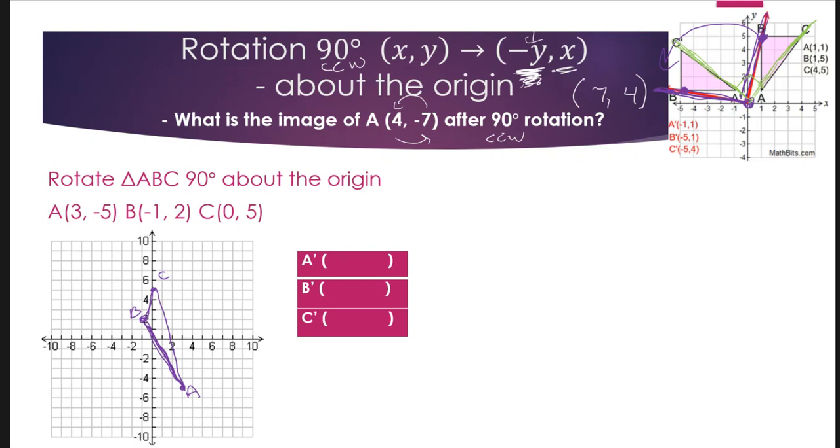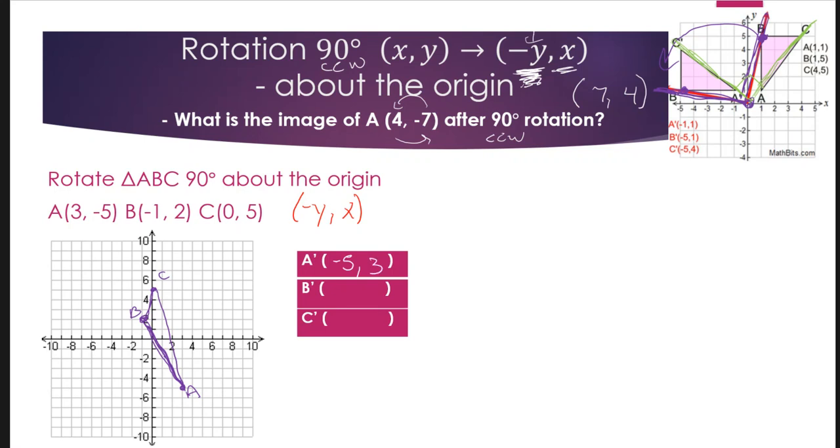So now I'm going to just go for the rule. Again, just like with the reflections, I would just apply the rule first. Don't try to do anything without it. So the rule, just stated, is going to be (-y, x). So at first, again, I'm just going to switch them. So for A, I'm going to switch. It's going to be -5, 3.